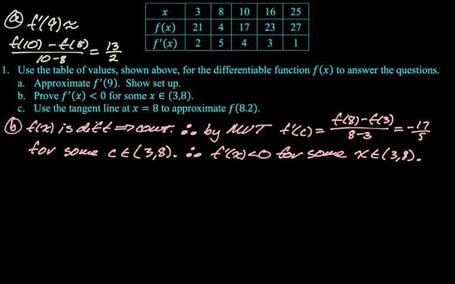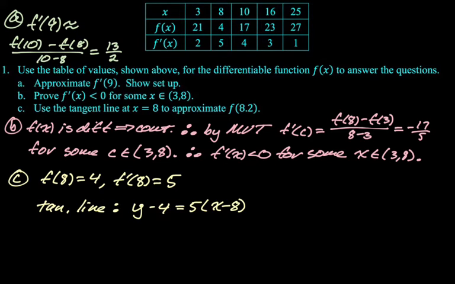All right, use the tangent line at x equals 8 to approximate f of 8.2. This is like, it's almost insulting to be asked these questions at this point. And usually when I say something like that, I then get it wrong. So we'll see. But we need to know the value of the function and the derivative at 8. And we can just read those from the table. So f of 8 is definitely 4. f prime is definitely 5. So our tangent line in point slope form, y minus 4 is 5 quantity x minus 8.